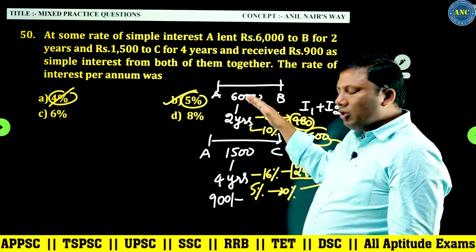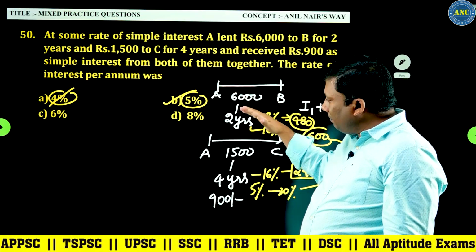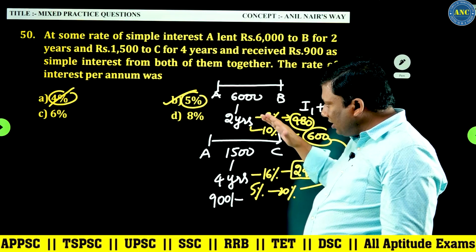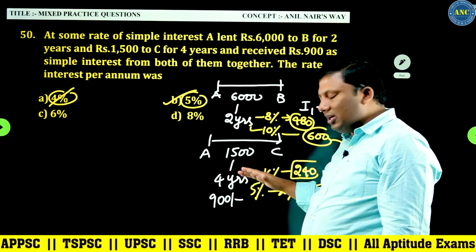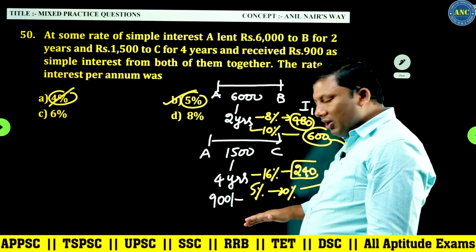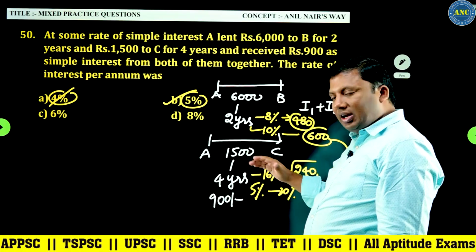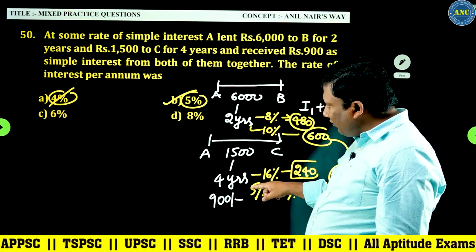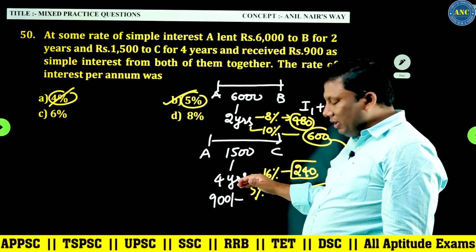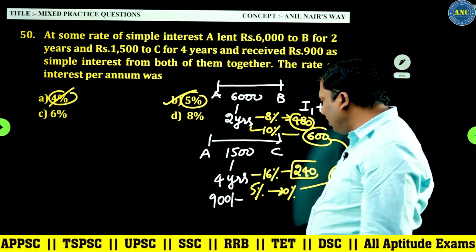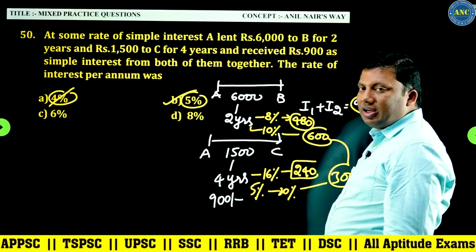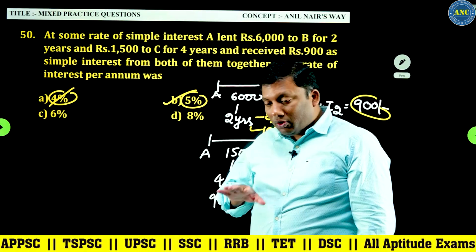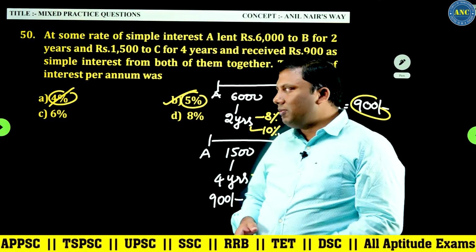5% every year. 2 years, 10%. 10% of 6,000. 5% every year, for 4 years 20%, of 1,500 is 300. 600 plus 300, the answer is 900. I hope the idea is very much clear.